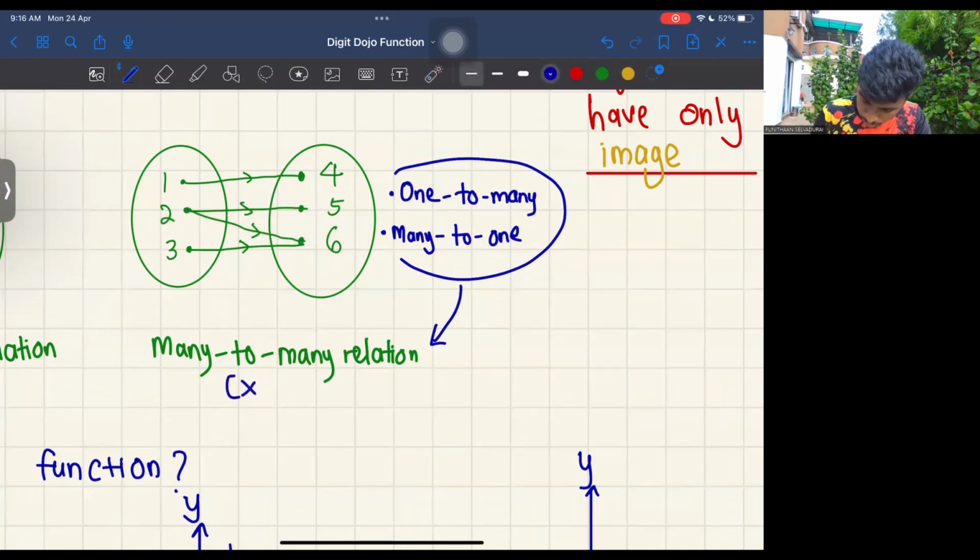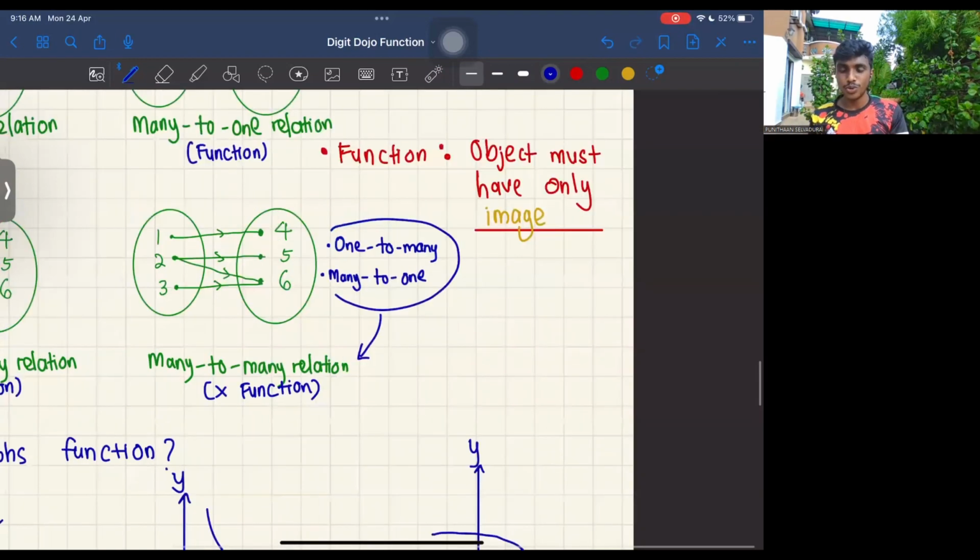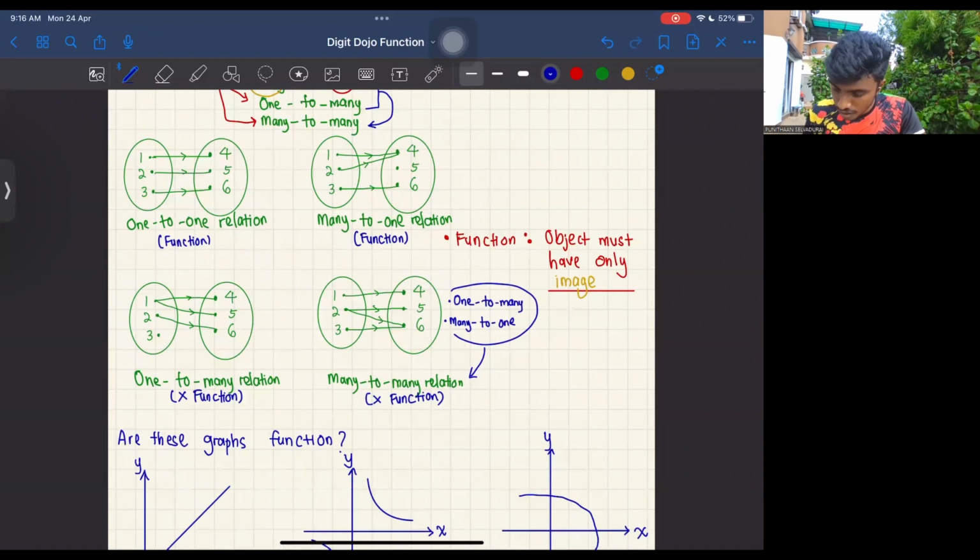Not a function. So what's the easiest way to know which relation is a function? Very easy. I give you the trick here. It always ends with 2, 1. The relation ends with 2, 1.